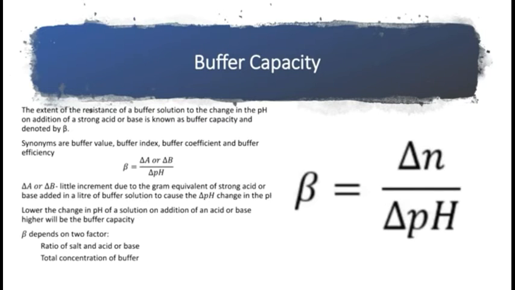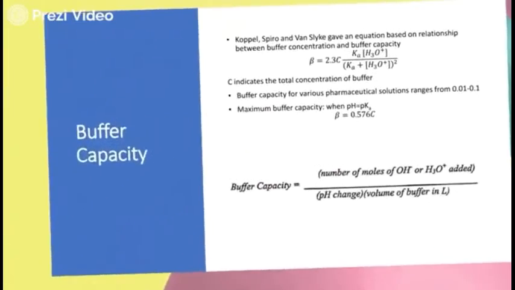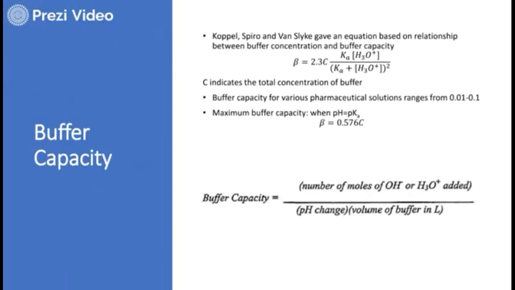Then next, we see the approximate calculations of buffer capacity. Consider an acetate buffer containing 0.1 mole each of acetic acid and sodium acetate in 1 liter of solution. When sodium hydroxide is added in 0.01 mole portions, the concentration of sodium acetate salt increases by 0.01 mole per liter and the acetic acid concentration decreases proportionally. The reason is each increment of base converts 0.01 mole of acetic acid into 0.01 mole of sodium acetate.